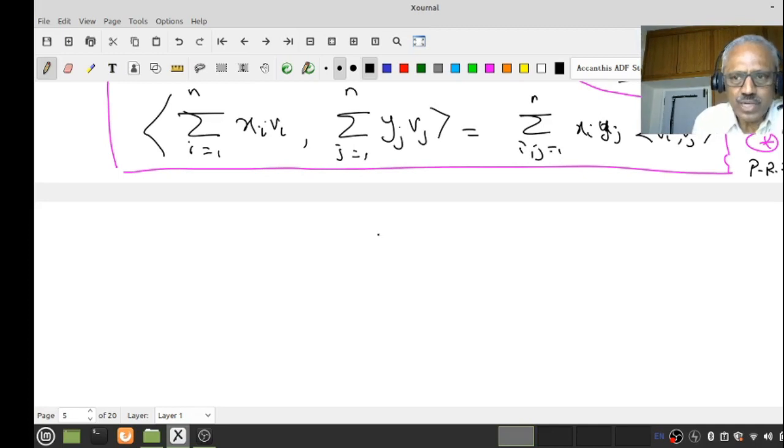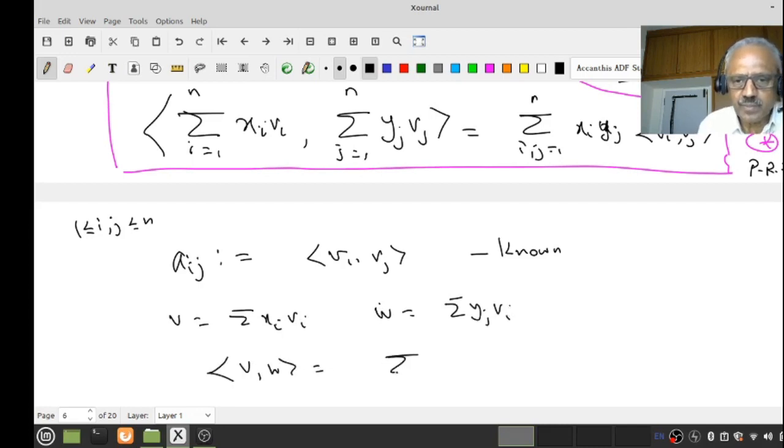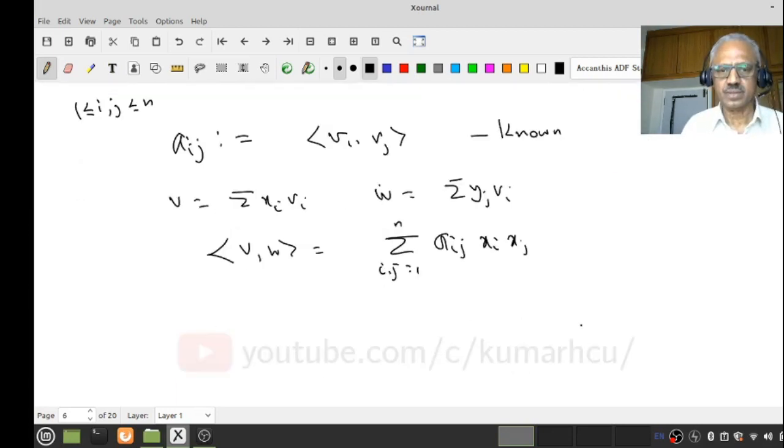Now come back. So how did I prove it? If I denote by aij, for 1 less than or equal to i less than or equal to j less than or equal to n, aij equal to the inner product of vi with vj. Okay, these are known now. Then if V is summation xi vi and W is summation yj vj, then the inner product of V with W is summation aij xi yj, i and j equal to 1 to n, where aij is the inner product of vi with vj.